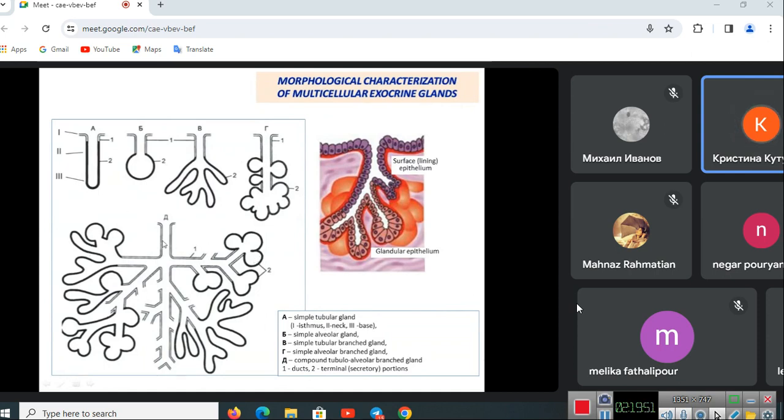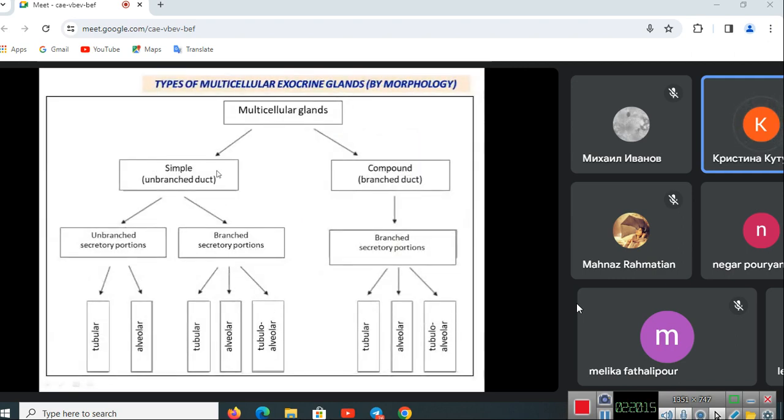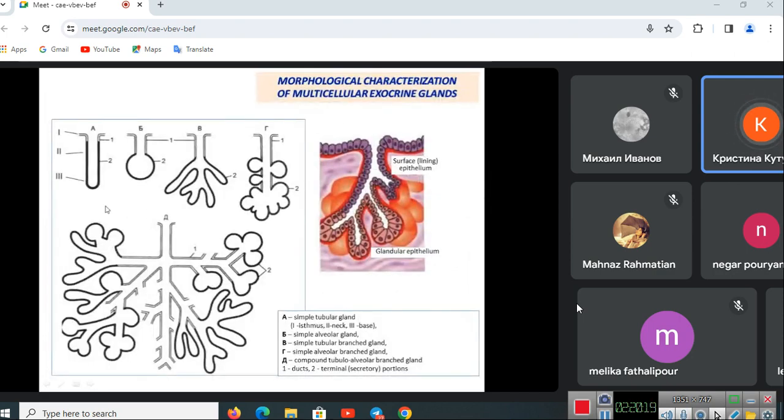And here you can see that both the duct is branched and the secretory portions are branched. More than one secretory portion opens into one duct, and also we have different shapes of secretory portions. So the first word will be compound, not simple. According to the branching of the duct, here we have compound, branched, tubular alveolar gland.